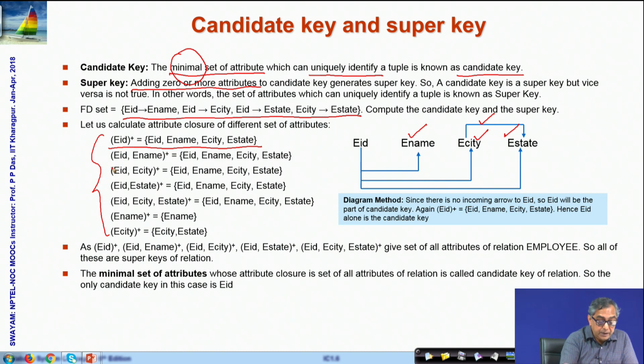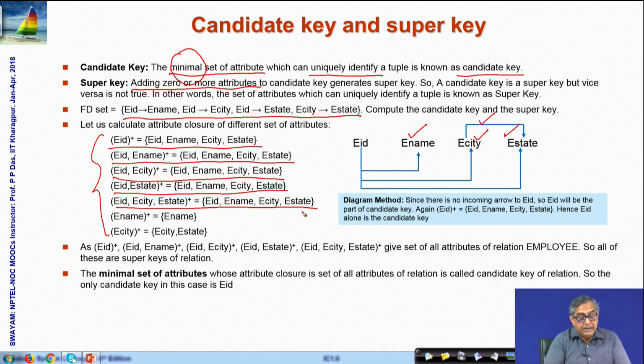But you can also see that EID E name, EID E city, EID E state, or EID E city E state, all of these have in their closure all the attributes of the relation. Which means any one of them can uniquely identify tuples in the relation. So, all of them will be called super keys. So, this is a super key, this is a super key, and so on. There could be other super keys also. For example, all 4 of them you can take together and that also is a super key.